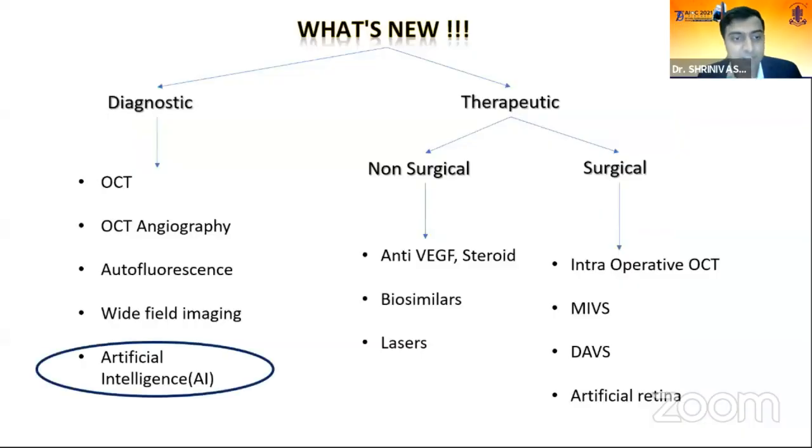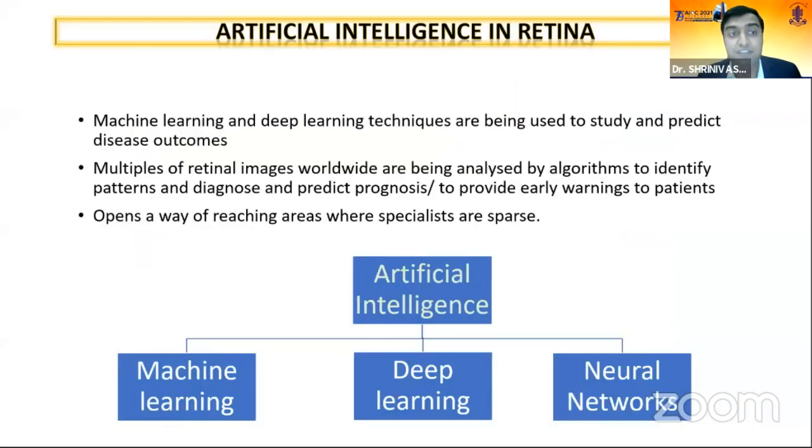So coming to the next, we have artificial intelligence. It's a very important question all our postgraduates need to know, because it's a question which is going to appear in the recent advances paper. So how do we divide it? It's machine learning, deep learning, and the neural network.